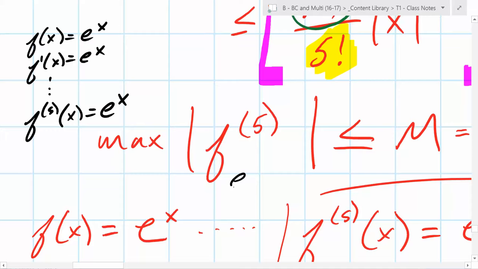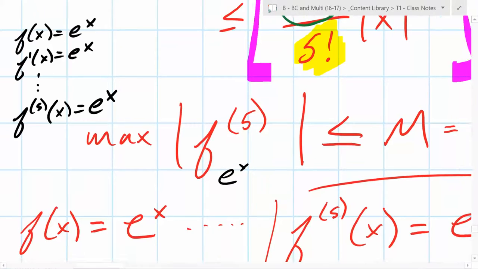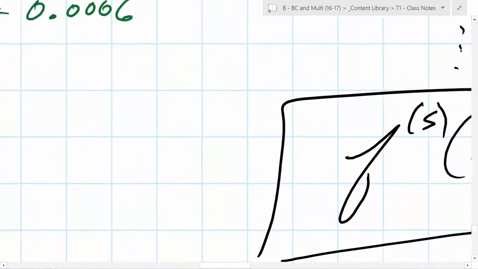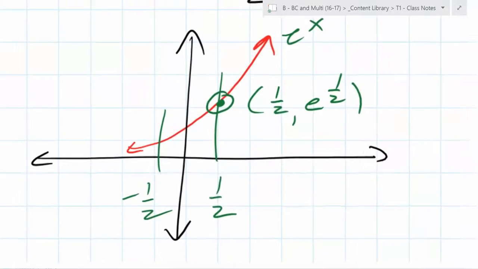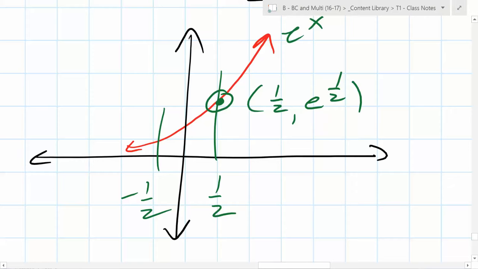So I'm asking you this question. This is e to the x. Do you agree? What's the interval? Do you remember if I scrolled up? It's from negative 0.5 to 0.5. Negative 0.5 to 0.5. What does the graph of e to the x look like, everybody? Looks like that, right? You agree it looks like this? Is it always increasing or always decreasing? Because the derivative is always positive, right?